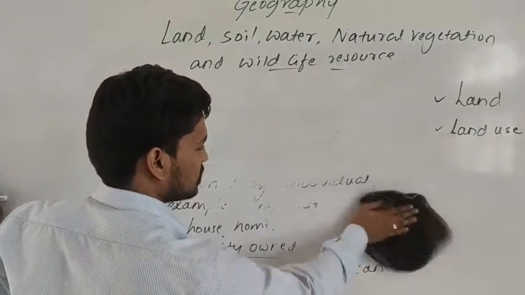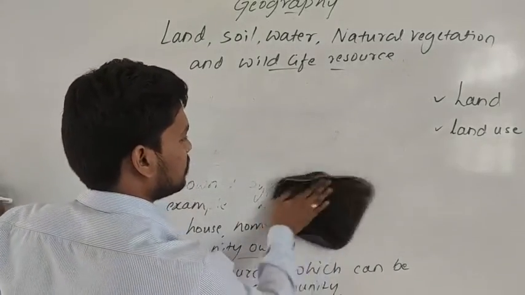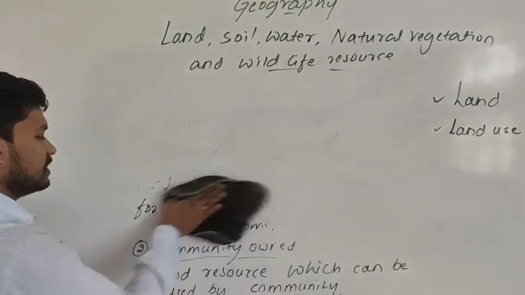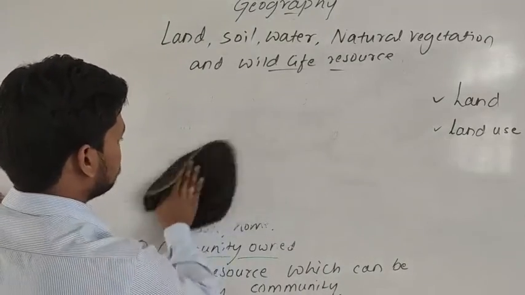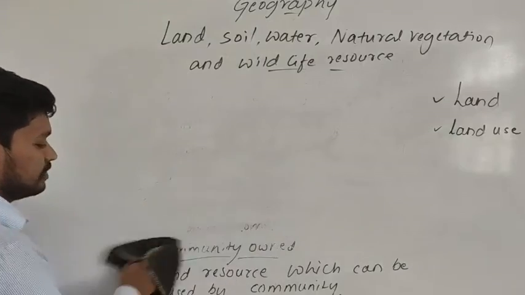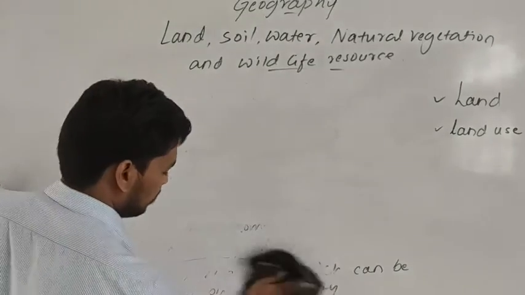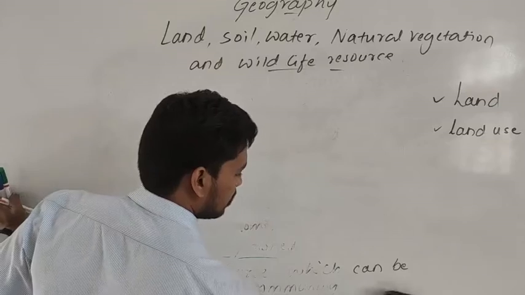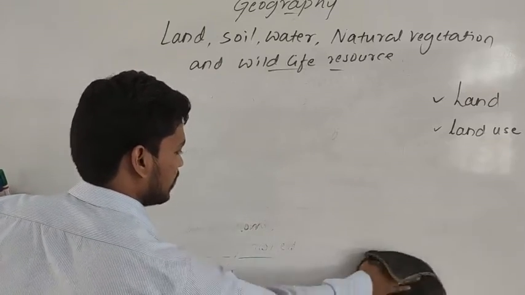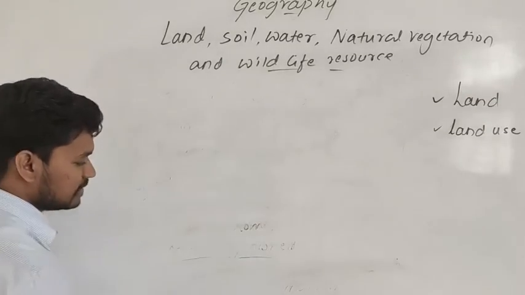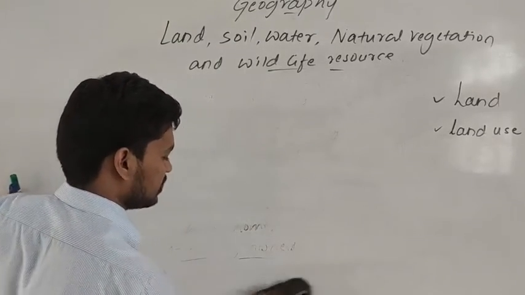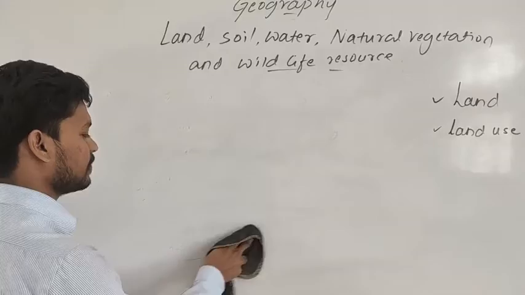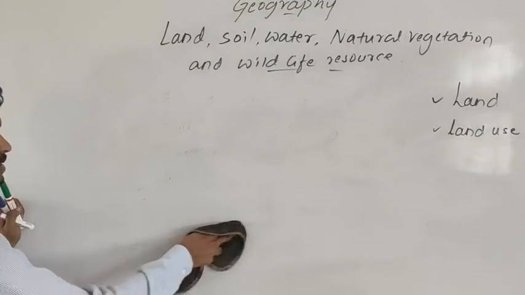So for every resource on the earth's surface, except places like mountain ranges, places covered by ice like Antarctica, Greenland, islands, and deserts, all lands belong to these two groups: individual and community owned resources.